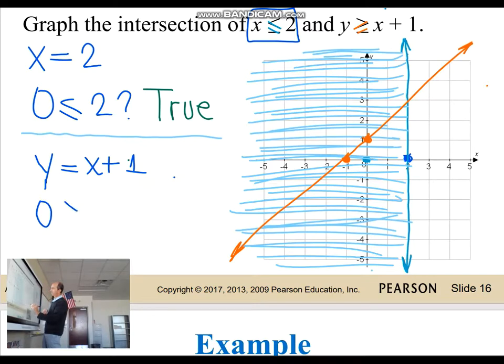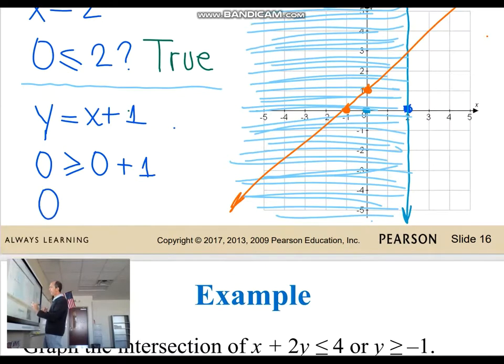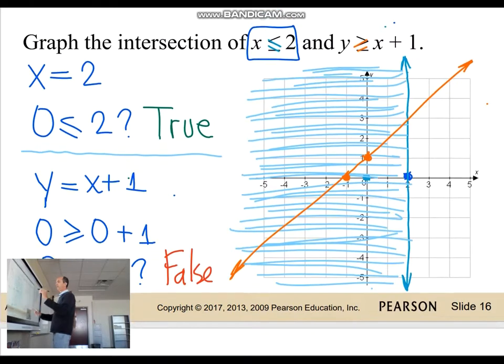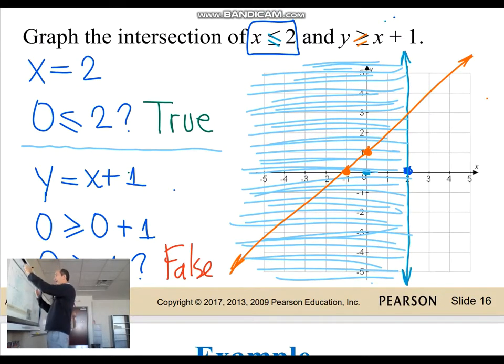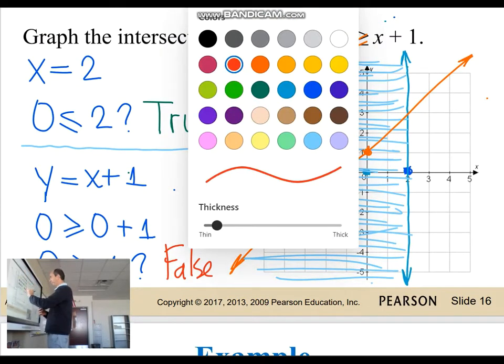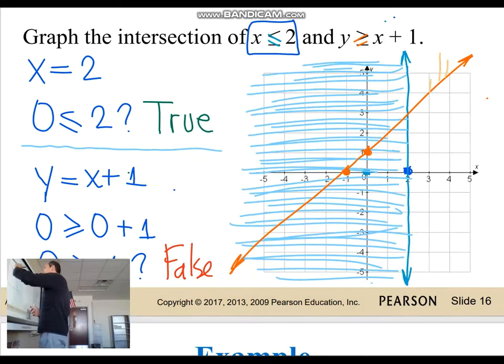0 greater or equal than 0 plus 1. What do you think? Is 0 greater or equal than 1? True or false? What do you think? False, right? This is false. That means we have to shade the other area, the opposite area. And we will shade the opposite area.